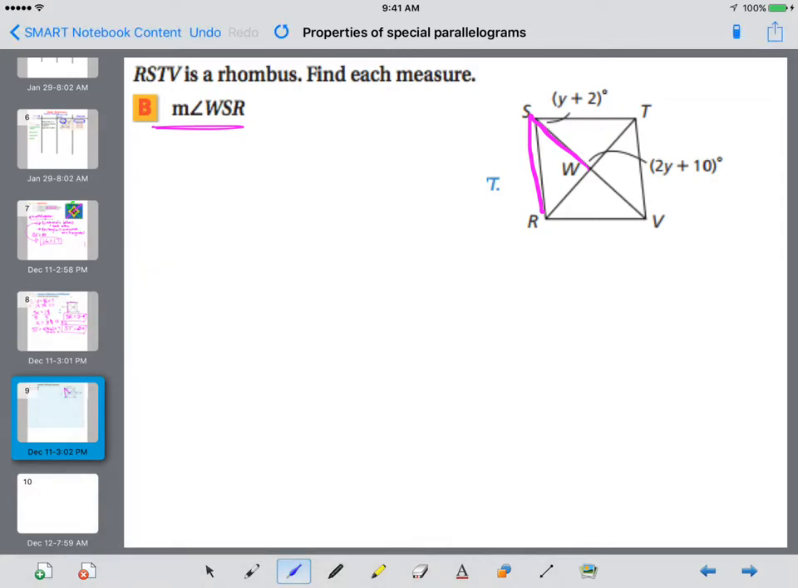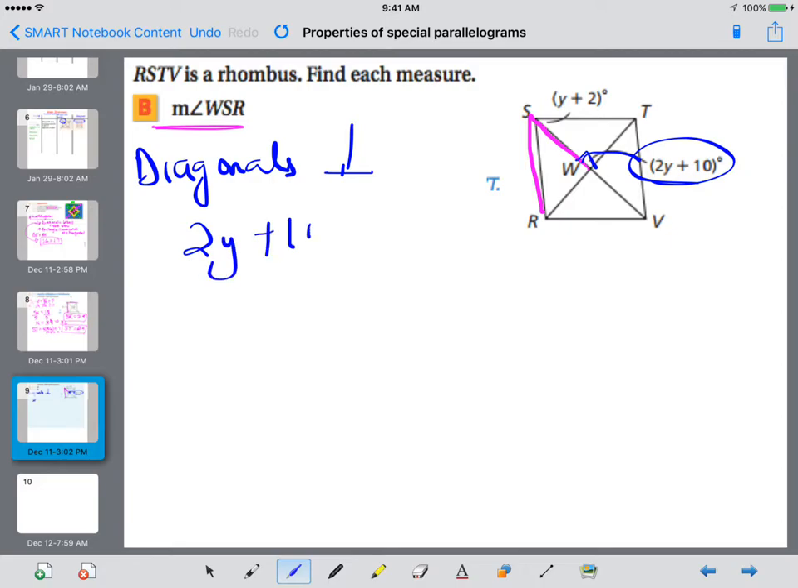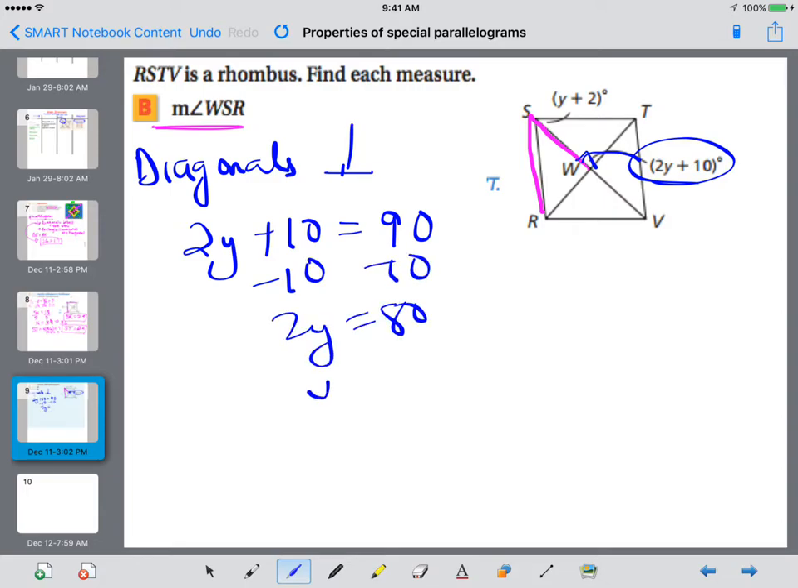To do that, I'm going to use both pieces of information. We have this 2y plus 10 in the middle here. And I know that from the definitions we got today, in a rhombus, diagonals are perpendicular. There's a symbol for perpendicular, meaning 90 degrees. So this is a 90-degree angle. So 2y plus 10 equals 90 degrees. We're going to solve it. So y equals 40 degrees.